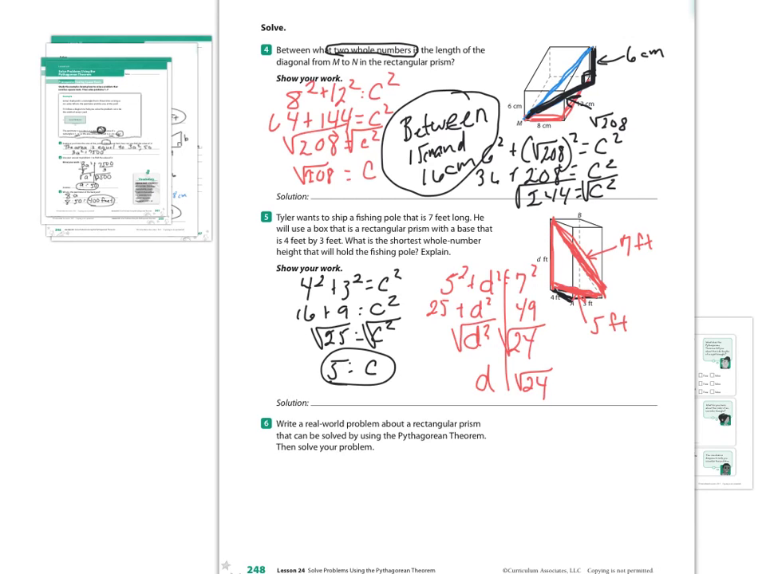The question is asking, what is the shortest whole number height that will hold the fishing pole? Well, the fishing pole would fit in the square root of 24. The closest perfect square to the square root of 24 is the square root of 25, which is 5. So what is the shortest whole number height? The shortest whole number height would be 5 feet, because 5 feet is the closest perfect square to the square root of 24.